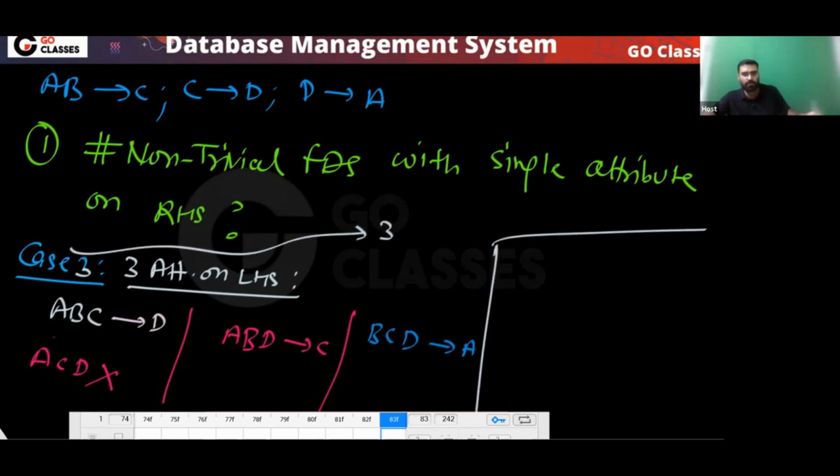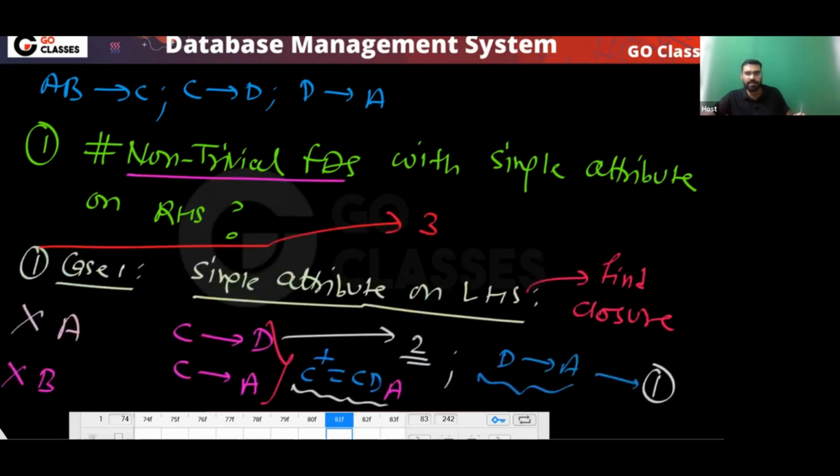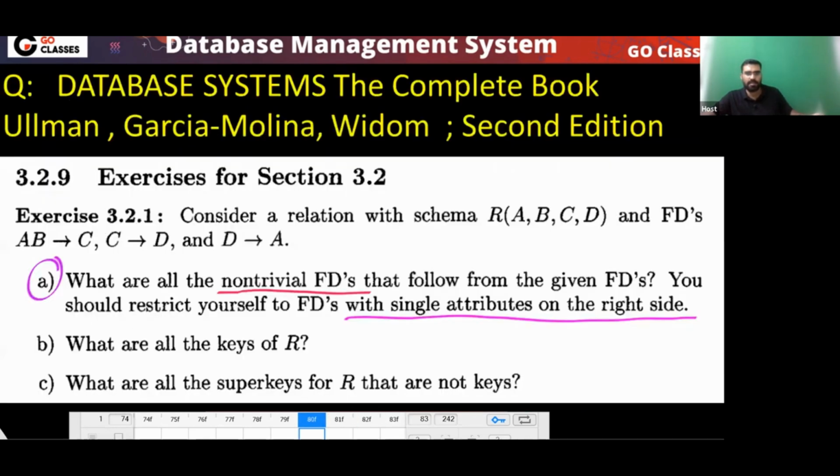And finally the case 4. The case 4 will not give you any non-trivial FD, right? If you take all the attributes, then no non-trivial FD you will get. So finally your answer is what? For the first question, what is your answer? 3 plus 7 plus 3, that is 13, right? So for the first question, your answer will be 13 FDs. Is this clear to everyone?